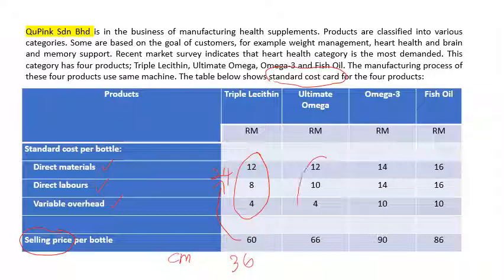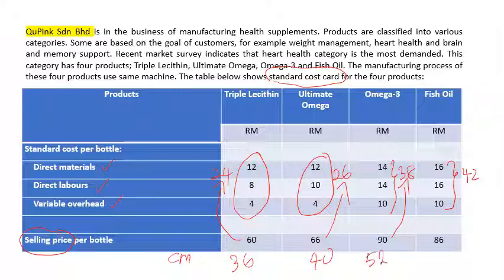And then for ultimate omega, the total variable cost per unit is 26. Omega-3, 28 ringgit. And then for fish oil, 16 plus 16 plus 10, 42 ringgit. So the contribution margin for ultimate omega, 66 minus 26, then you will get 40 ringgit each. For omega-3, 90 minus 38, so the contribution margin per unit is 52. And then for fish oil, 86 minus 42, that means a total of 44 ringgit.